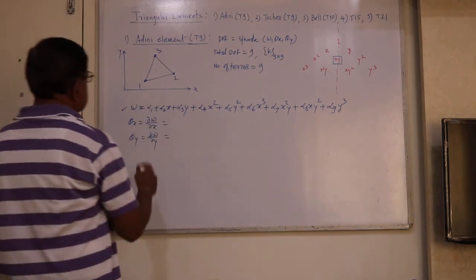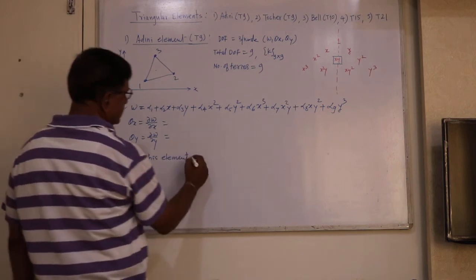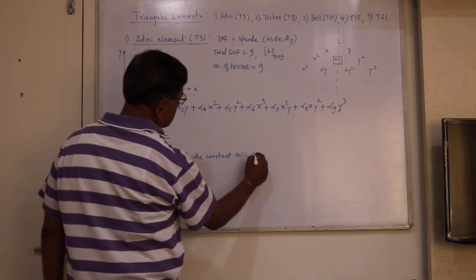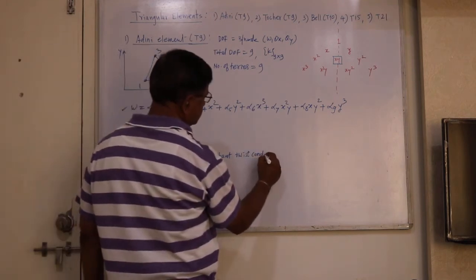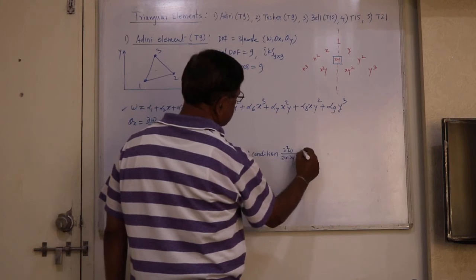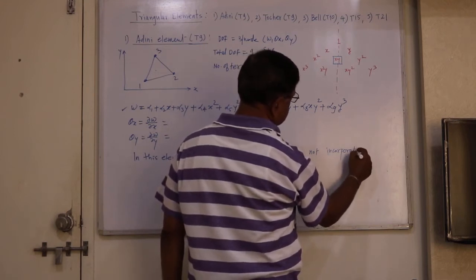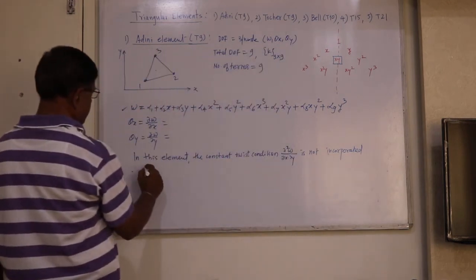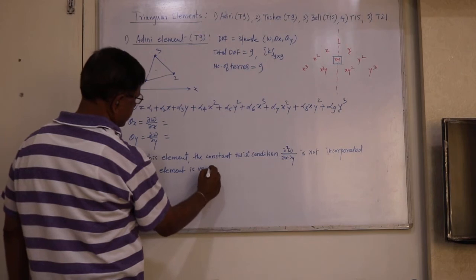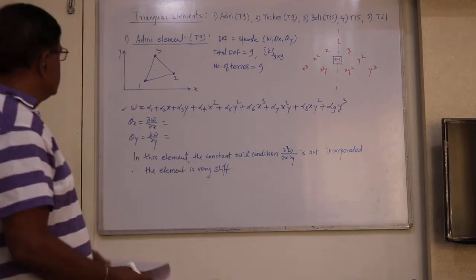So in this element, the constant twist condition, that is dabba square w by dabba x dabba y, is not incorporated. Therefore, the element is very stiff. Now, this is about the Adini element.